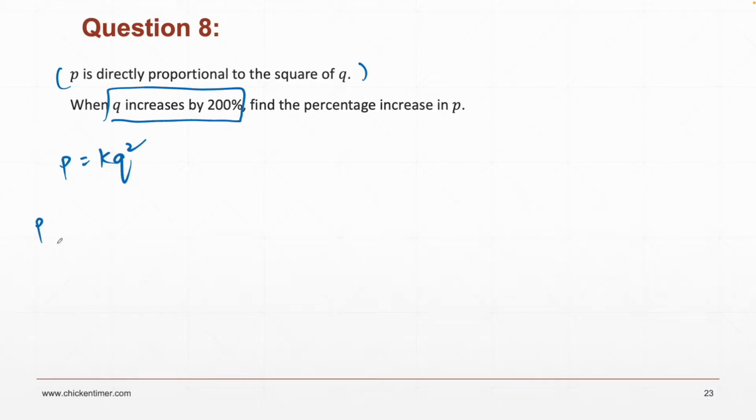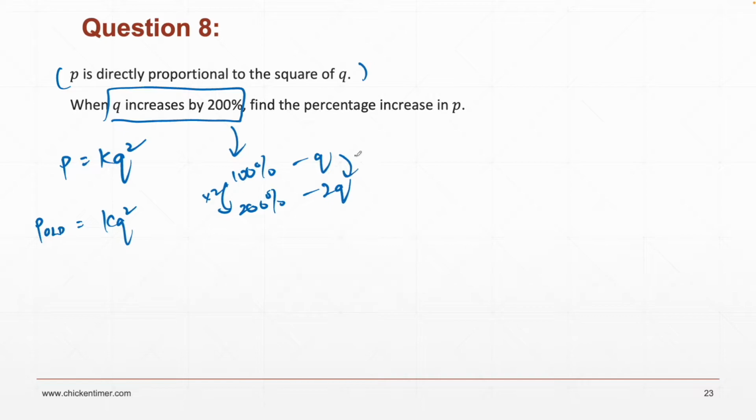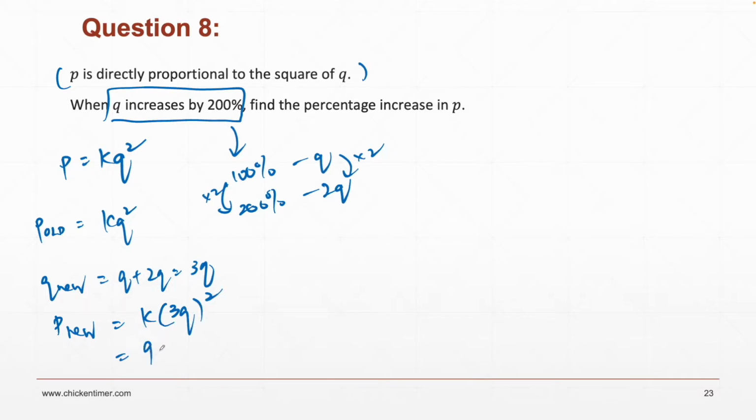So let's talk about P old, that means the first case. So it will be when Q is the normal Q, so it's P equals kQ squared. Then over here, let's do some side working. We know that 100% is Q, so 200% is 2Q, because we multiply by 2 here and we multiply by 2 here. So the new value of Q, if Q is increased by 200%, means it's Q plus 2Q, which is 3Q. So then P new will be when Q is 3Q, so k times 3Q squared. That means this will be 9kQ squared.